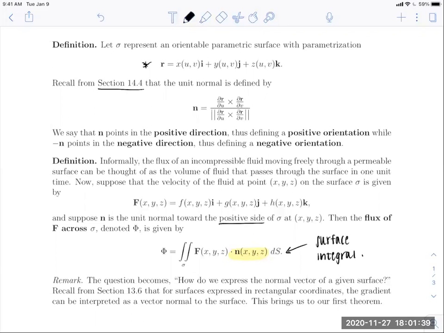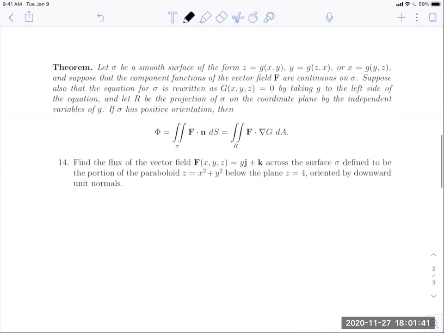So this brings us to our first theorem. All right, so this says, let sigma be a smooth surface of the form either z as a function of x, y, y as a function of x, z, or x as a function of y, z. We can have it in any of these setups. And suppose that the component functions of the vector field F are continuous on your surface. Suppose also that the equation for sigma is rewritten as g of x, y, z equals 0 by taking g to the left side of the equation.